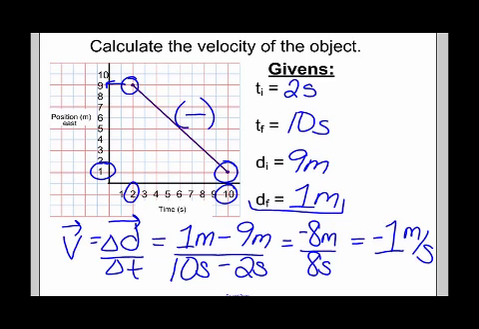Very important, I got that negative answer, which is what I wanted. That's great because the line slopes down. Okay, so that's the end of the lesson on distance time graphs.